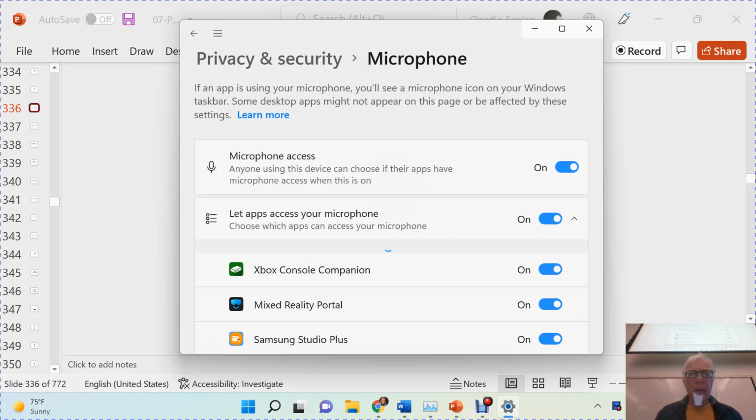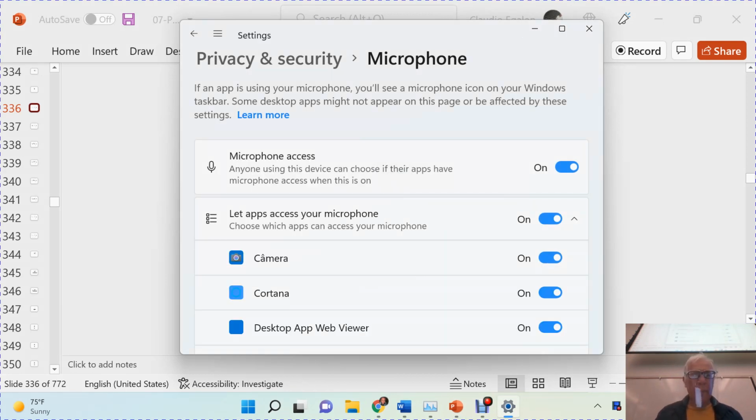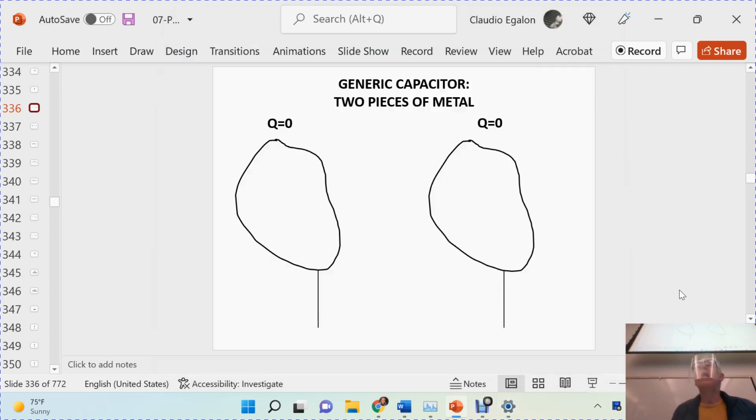So what we're going to do today, we're going to continue the chapter on capacitors, and we're going to calculate the energy inside a capacitor. Okay, so here you go.